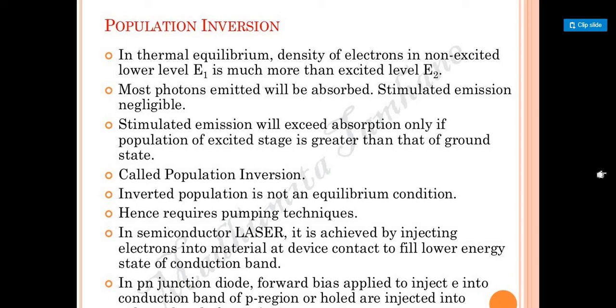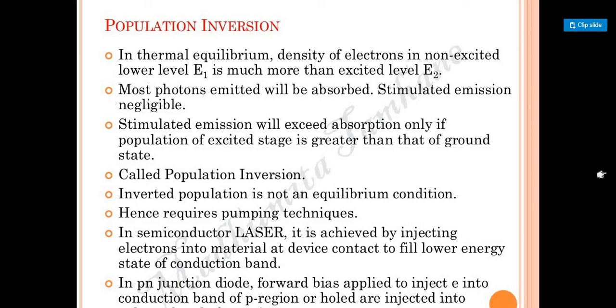So both, we are considering E1 and E2. We can substitute both the values, and most of the photons emitted will be observed in this particular direction. Whenever we try to observe that, the stimulated emission tends to be negligible. That means we cannot see that stimulated emission in that particular region.